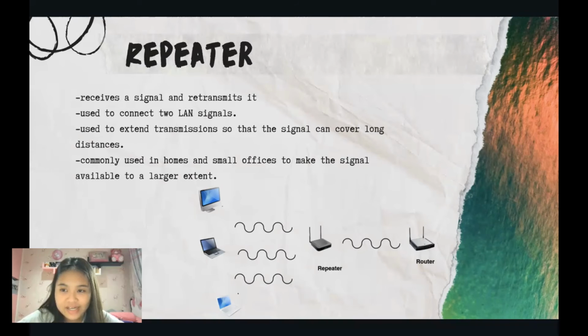In a wireless communication system, a repeater takes the existing signal from an access point and rebroadcasts it to create a second network. This is a two-port device. This is commonly used in homes and small offices to make the signal available to a larger extent. This strengthens the signal and extends the coverage area of the Wi-Fi network.